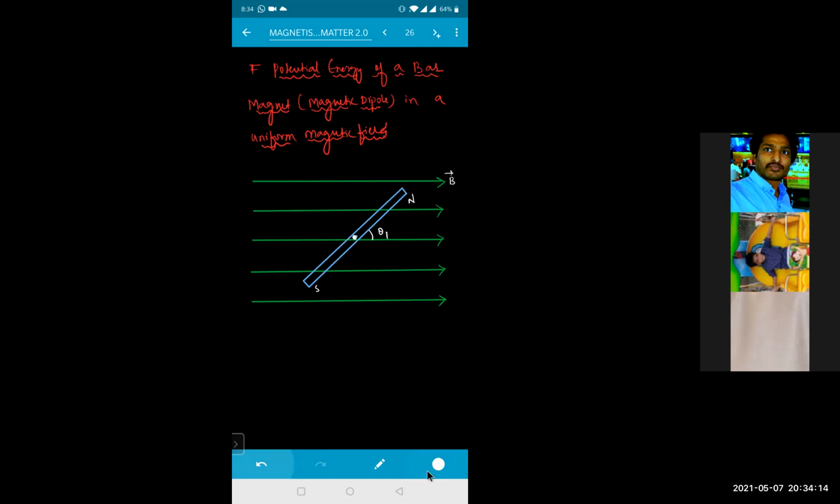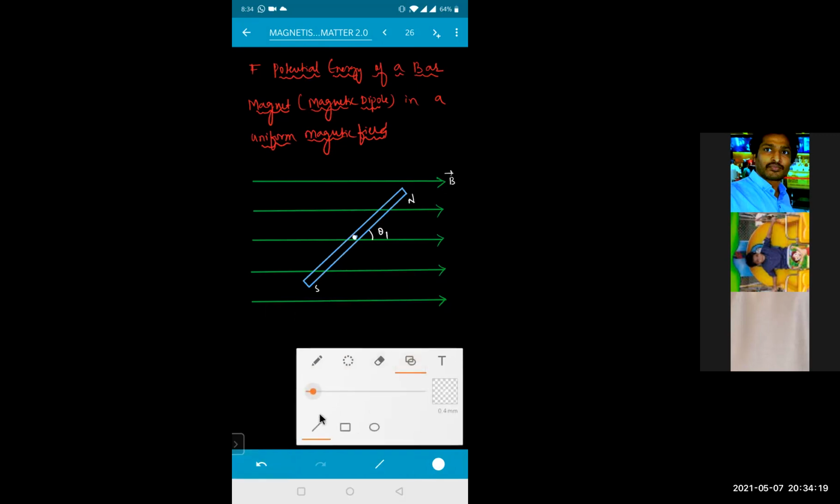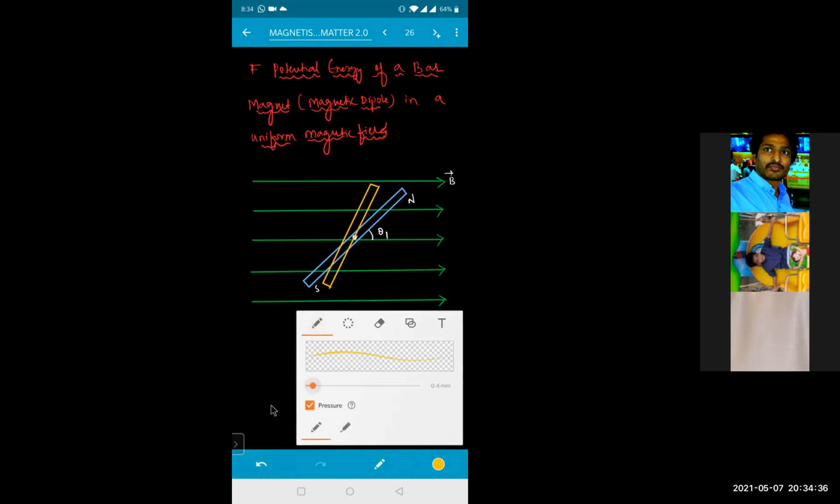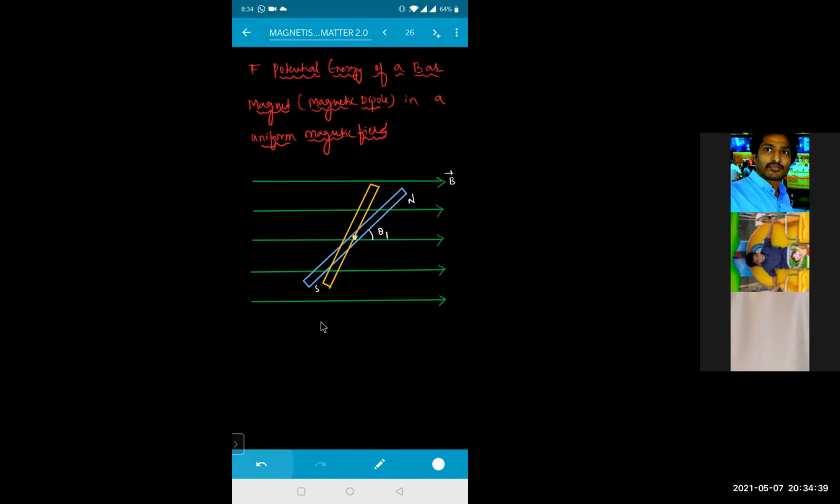Now I am rotating the bar magnet slowly. See how I am rotating this bar magnet. I'm trying to rotate this bar magnet from this position to a new position. Now when I have come to this position, my angle will be equal to how much? From this magnetic field, this angle will become theta 2. We are taking the angle always from the magnetic field, isn't it?